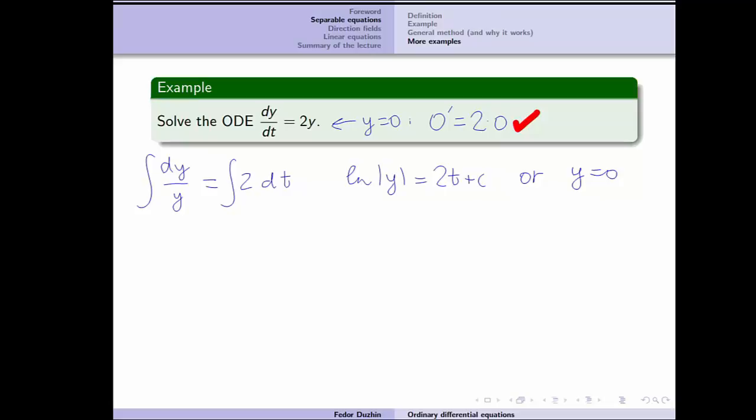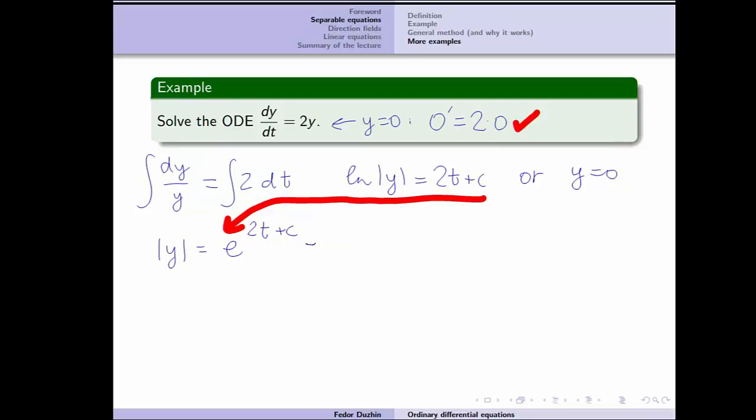Alright, so let us look at the complicated part first. Right? So let us continue with this. Logarithm of absolute value of y. So let's apply the exponential function to this whole equality. So we raise e to this power, so then we get absolute value of y equal e to the power 2t plus constant.